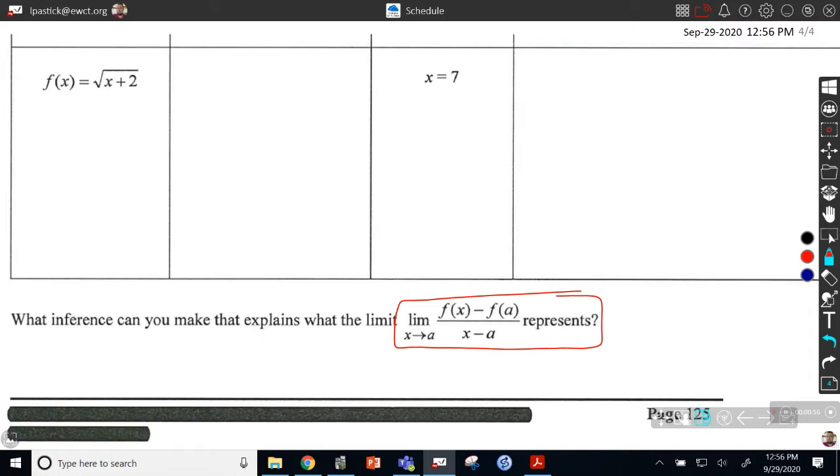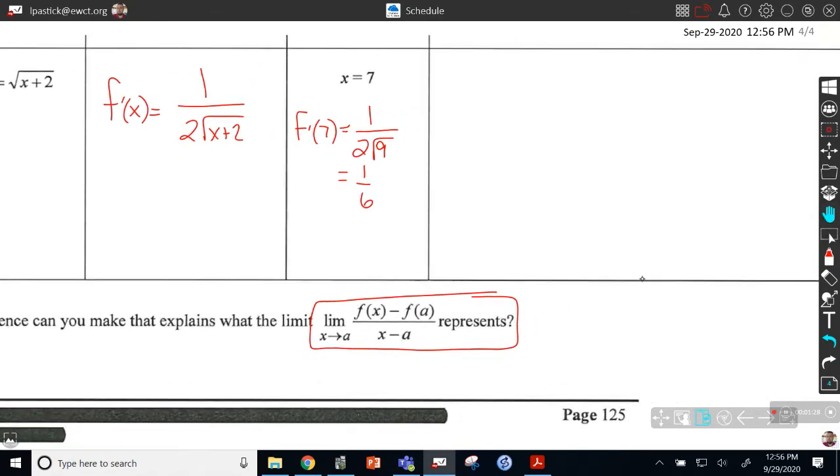So on this page, you were asked to go back in your notes and fill in the derivative. So we're just going to do that real quick. The derivative here was f prime of x equals 1 over 2 root x plus 2. And then over here, you're asked to plug that in. So I'm going to find f prime of 7. That's going to be 1 over 2 root 9, which is 1 over 2 times 3, which is 1/6. Cool.